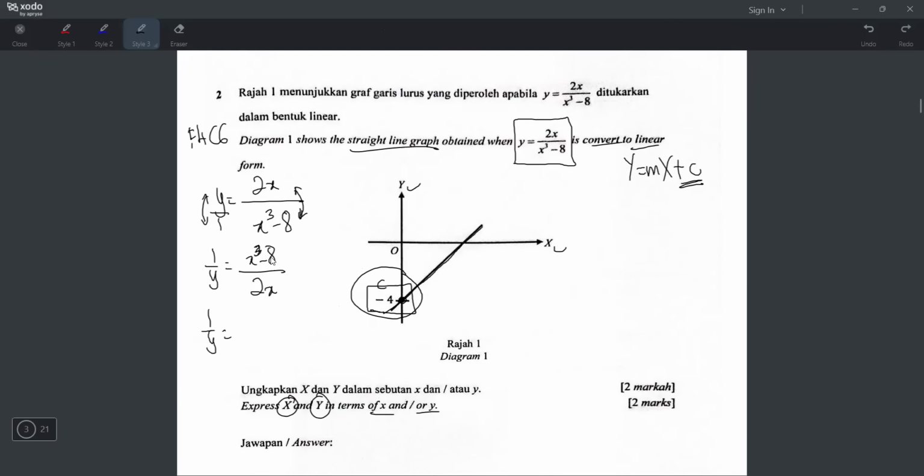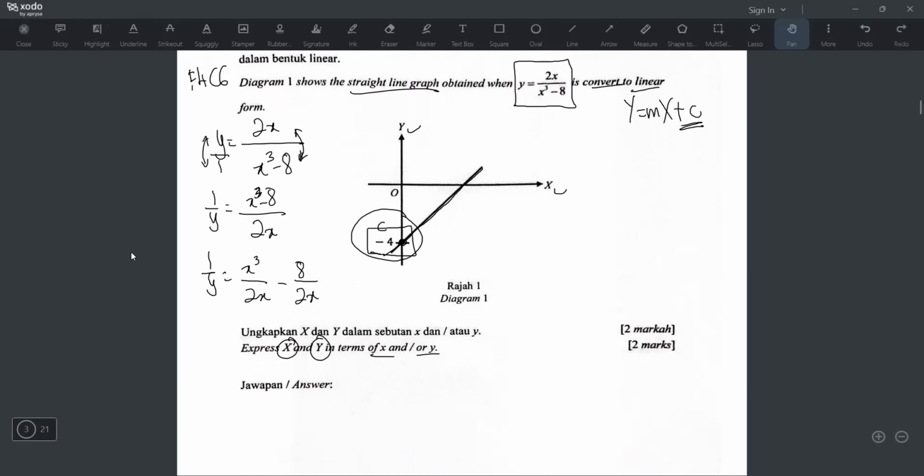And also, when you flip, you realize now the bottom has no plus or minus already. The bottom has one term. So when the bottom has one term, you can separate them into separate fractions. So it will become x to the power 3 over 2x minus 8 over 2x. Yeah, when the bottom has one term, you can do this. And what I'll do next is, oh, I see negative 4 already, because negative 8 divided by 2.